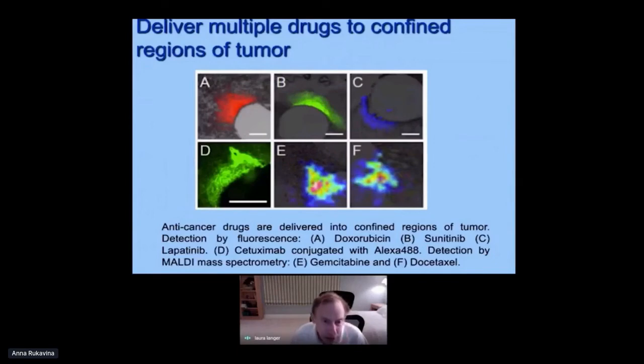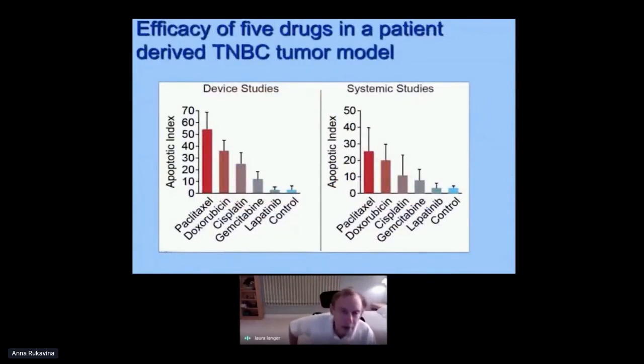We tested this in a number of models. There's been about 15 publications. And I'll just show you one in the next slide, which is published in Science Translational Medicine. So the question is, if you take TNBC, that's triple negative breast cancer tumor model, and you hit it with 6 different things, just 5 drugs and a control, what apoptosis do you get if you give them systemically? And how does that compare with the device where you're actually giving it locally with 1/1000th the dose?